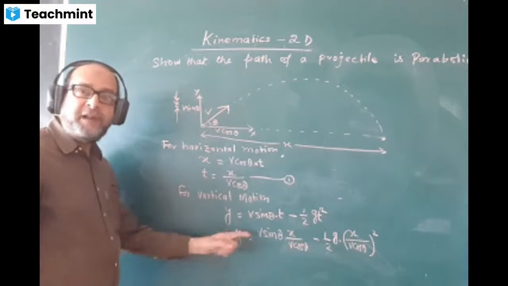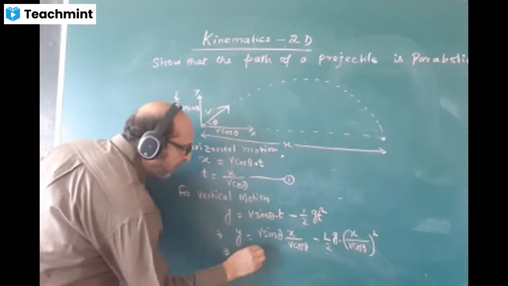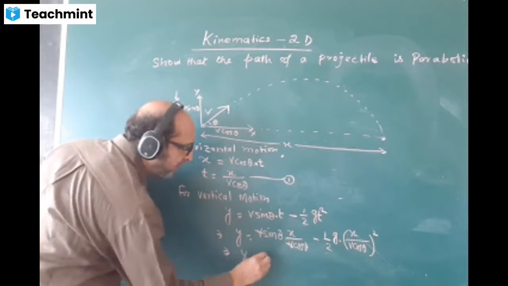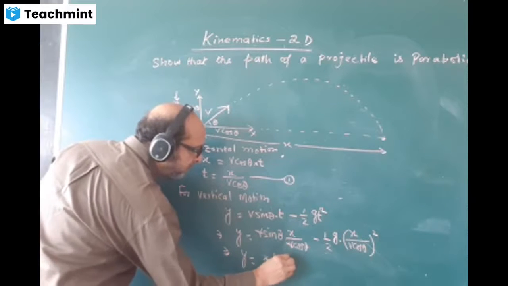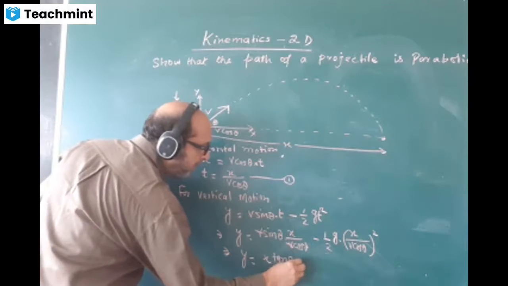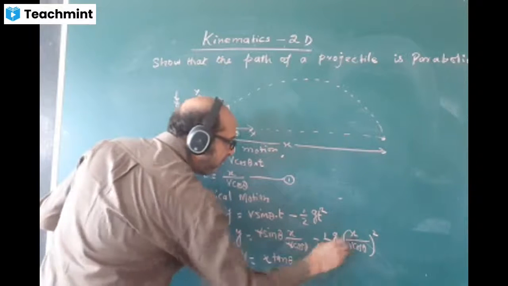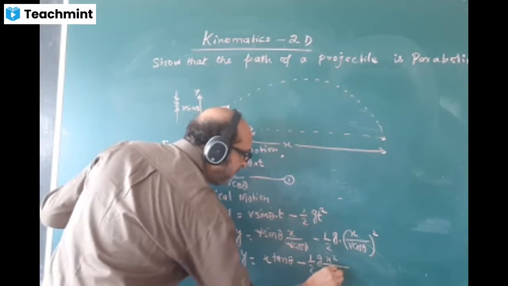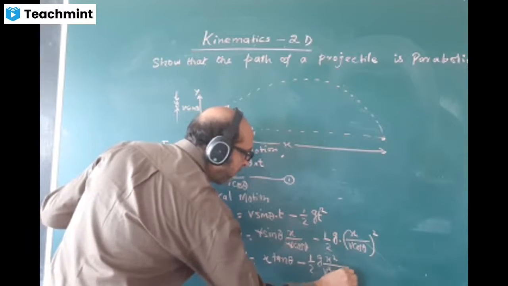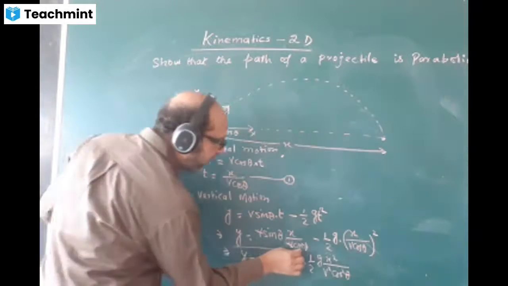Now I'll simplify this equation. I'll write like this: y equals, v and v cancel, you get x sin theta by cos theta, which will give x tan theta, minus half g, and I'll expand it to become x square by v square cos squared theta. This is the equation we get.